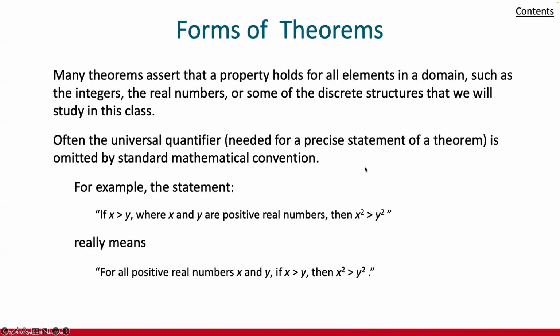For the forms of theorems, many theorems assert that a property holds for all elements in a domain, such as the integers, the real numbers, or some of the discrete structures that we will study in this class. Often the universal quantifier is omitted by standard mathematical convention. So for example, the statement if x is greater than y, where x and y are positive real numbers, then x squared is greater than y squared, really means for all positive real numbers x and y, if x is greater than y, then x squared is greater than y squared.